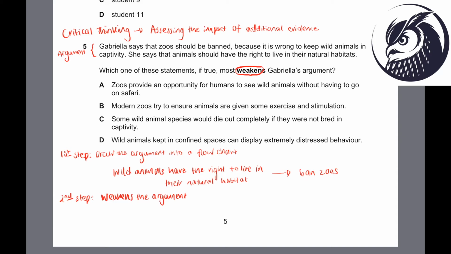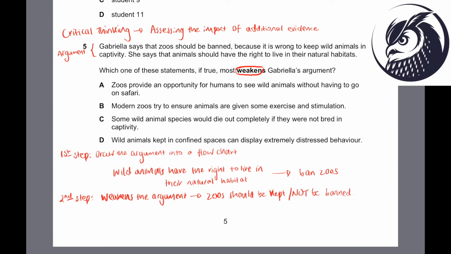And so therefore, if something's going to weaken the argument, it should be something that says that zoos shouldn't be banned, right? So I like to think of it like it's either going to be positively reinforcing the argument or negatively reinforcing the argument. So if it's going to weaken the argument, we need to look for an answer option that says something like zoos should be kept, or zoos should not be banned. Okay, so zoos should be kept for a particular reason, or they should not be banned.